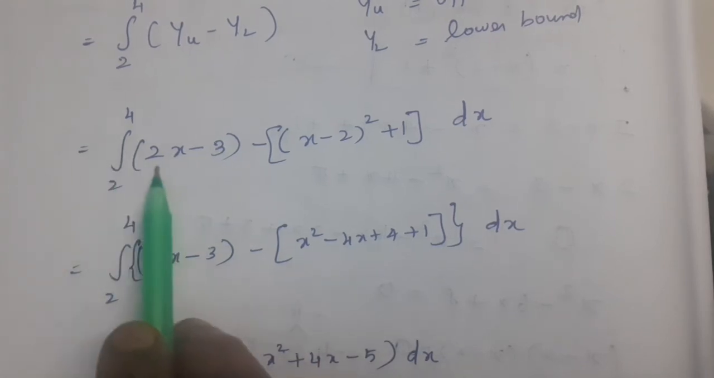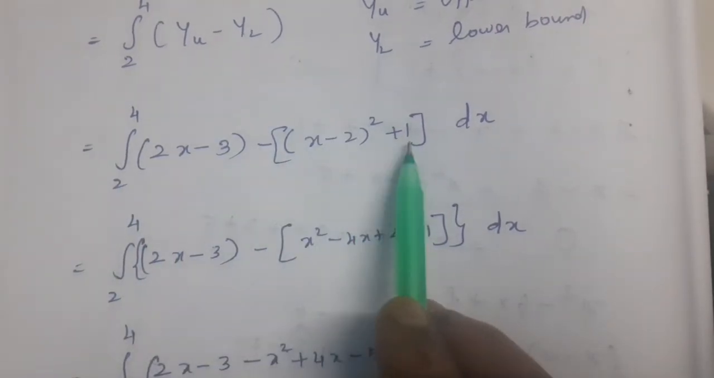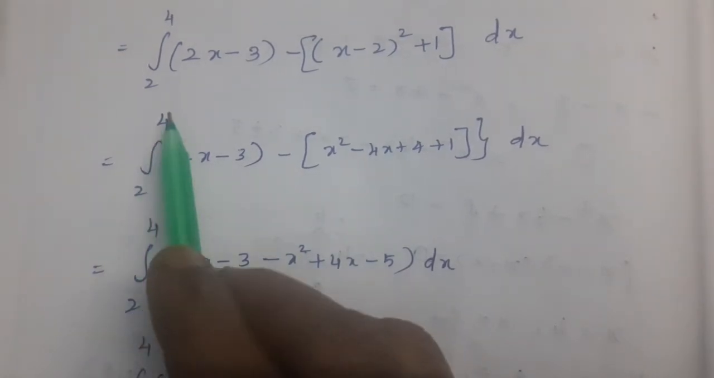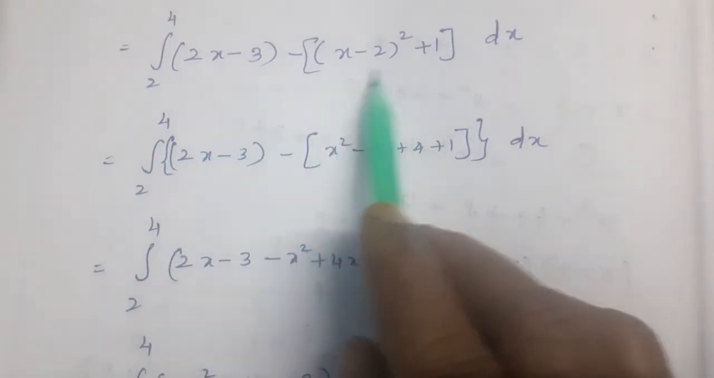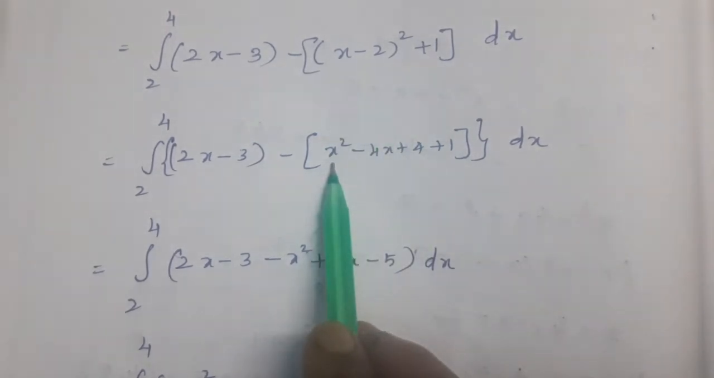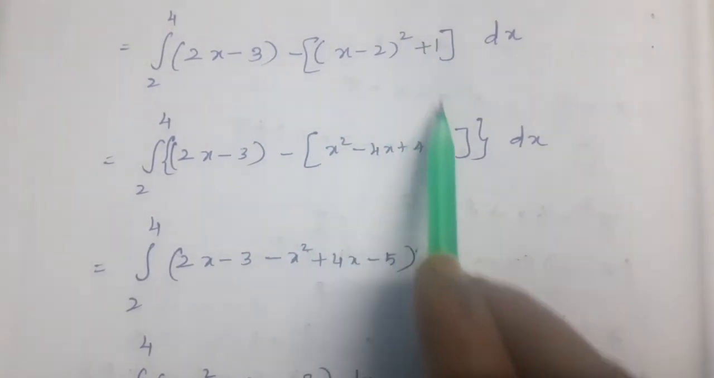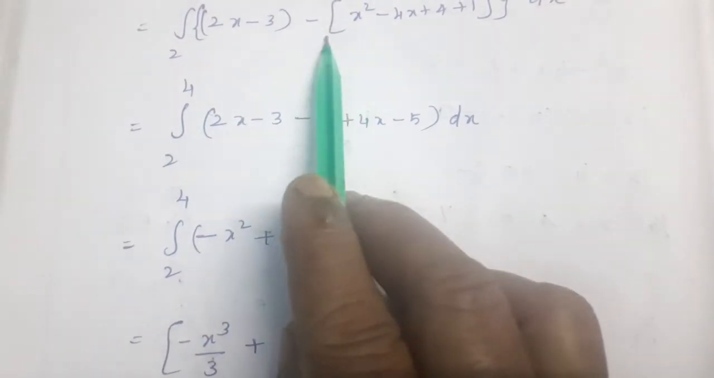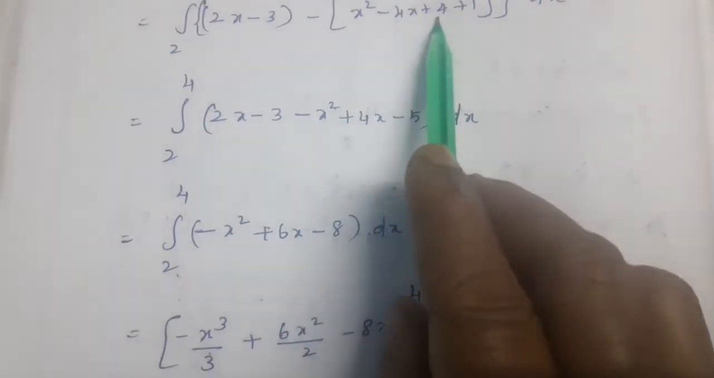So the integral from 2 to 4 of (2x minus 3) minus ((x minus 2) the whole square plus 1) dx. Just afterwards we see the simple integration. Integral from 2 to 4 of 2x minus 3, and just expand (a minus b) the whole square: x square minus 4x plus 4, already having plus 1. Next is simplify.